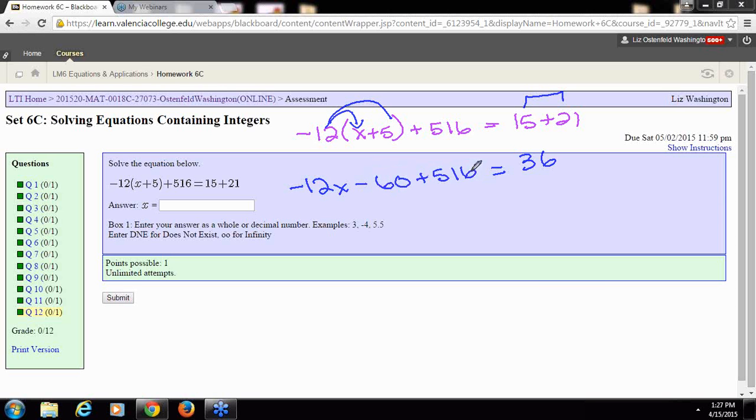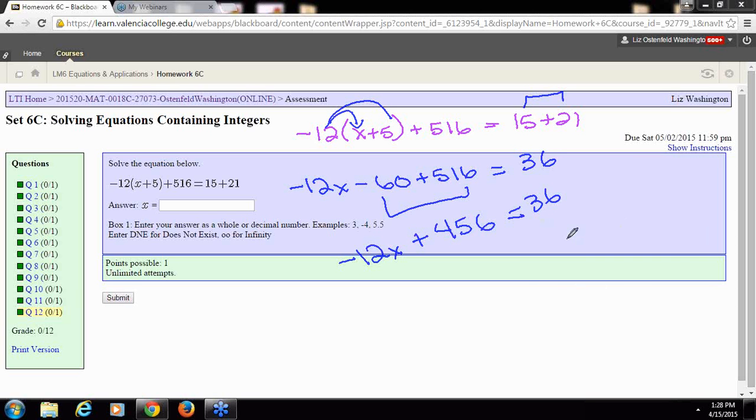And then again, I'm going to look for my like terms, and I can see that 516 and 60 can be combined together. I'm going to subtract them because they have different signs to get 456. And it's going to be a positive 456 because that's the highest number. Bring down the minus 12x equals 36.